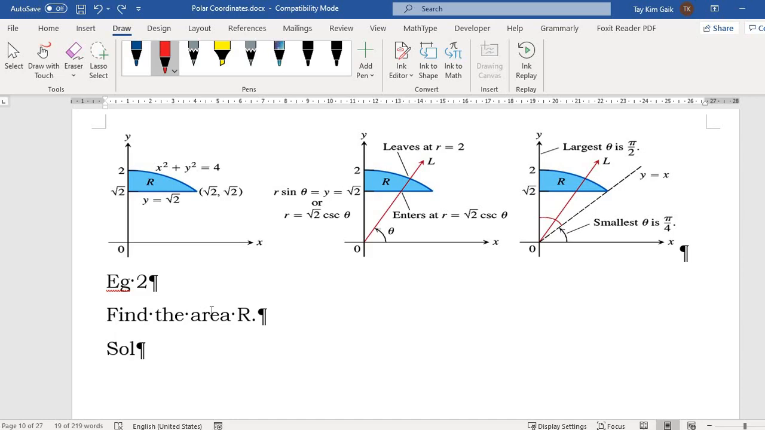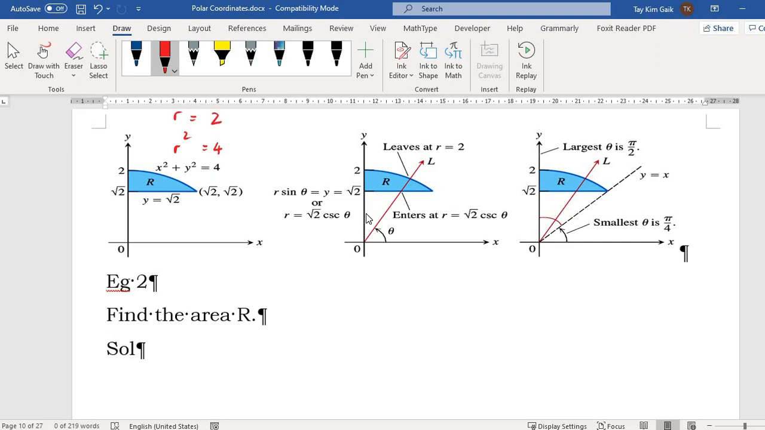Okay, example 2, find the area of region R. The region R here is the blue color, bounded by the curve x squared plus y squared equal to 4. This is also a circle centered at the origin with radius equal to 2, because we have r squared equal to 4, so r will be equal to 2.